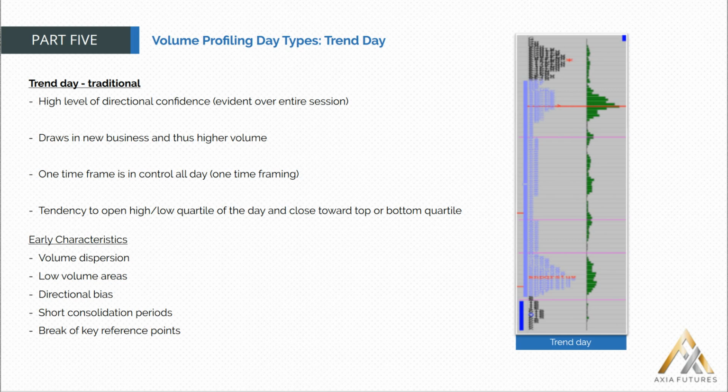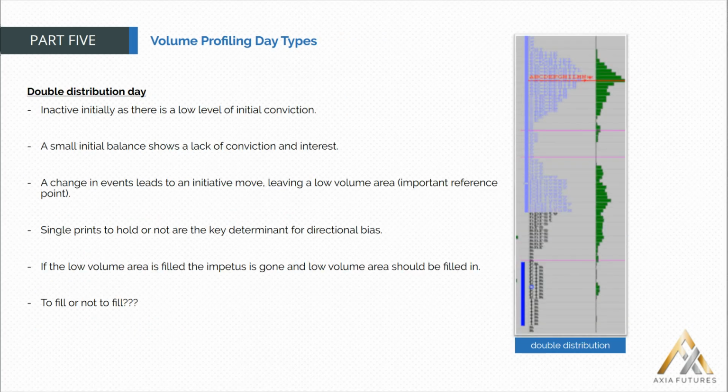Let's now turn to the other type of trend day, which is a double distribution. The double distribution is the second trend type that you can typically find. It gets its name from exactly what the name is. It has two distributions, and this is formed by initially seeing a little bit of two-way trade, a lot of acceptance with a little bit of initiative, and then further two-way trade. But let's look at some of the characteristics of what creates a double distribution day.